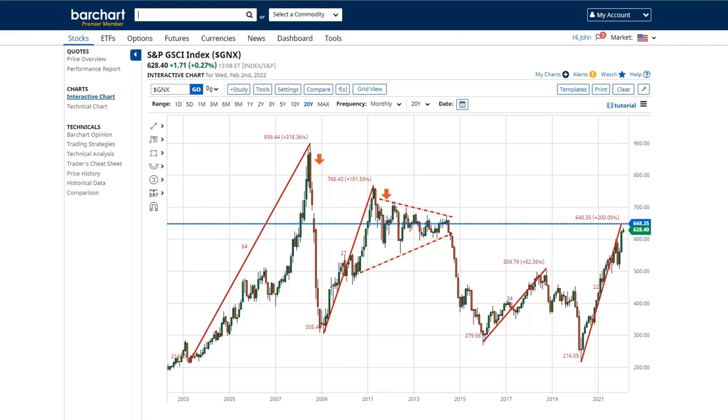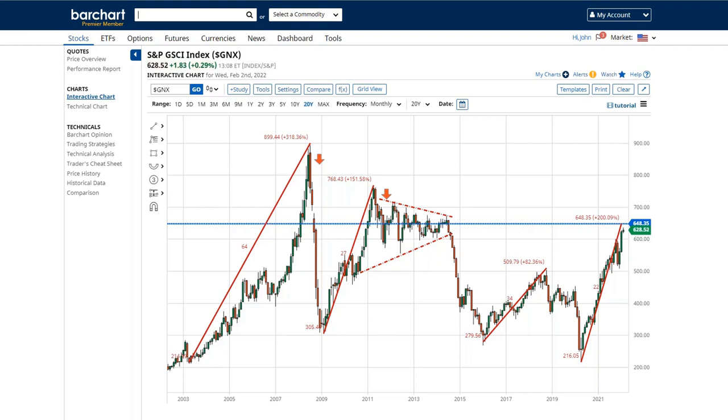Grains represent 15%, livestock 8%, softs 4%. Softs would be like coffee, cocoa, and sugar. So agriculture makes up about 27% of this index. And then we have metals, industrial metals like aluminum, nickel, lead, and zinc make up about 12% of this index, and precious metals, gold, silver, and copper make up 7%. So metals make up about 19% of this index.